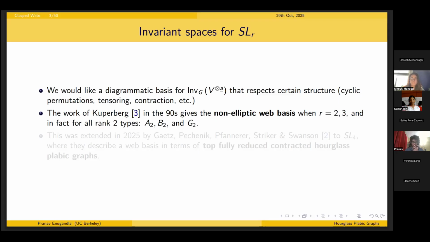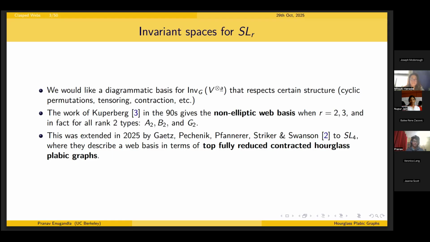And since the 90s, there has not been much progress extending this to higher rank until in 2025, Christian and collaborators extend this to SL_4. And they had to introduce a completely new combinatorial framework to do this. So this is a genuinely hard problem, to find nice diagrammatic bases for these invariant spaces.